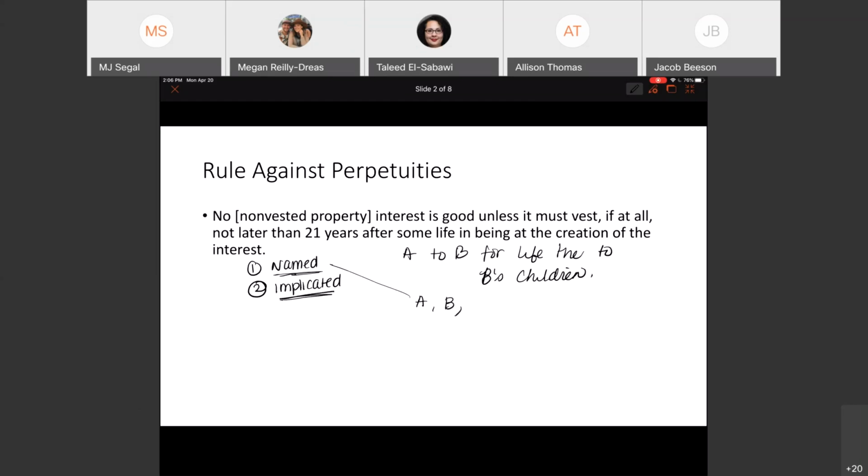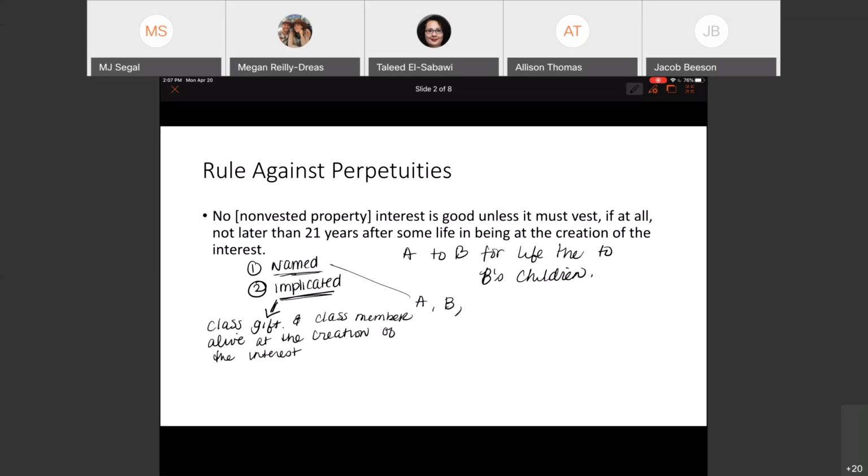Well, to understand what implicated means, the best way I could come up with defining it was: if you have a class gift and there are class members that are alive at the creation of the interest, then they are implicated.